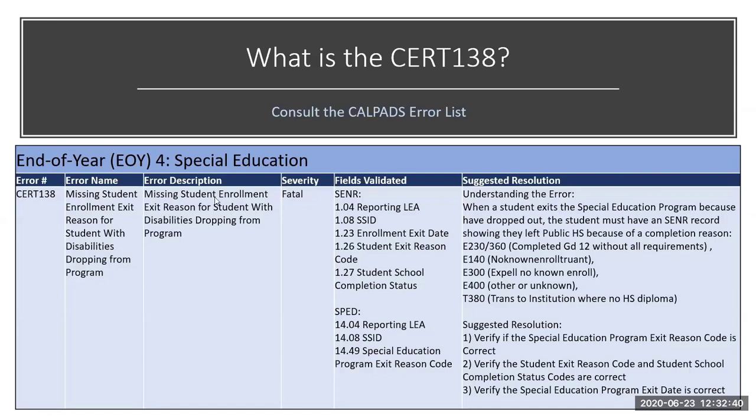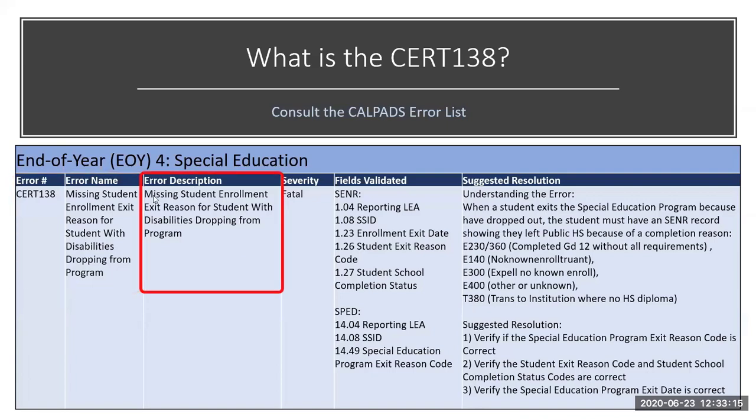Here we have a graphic of the CALPADS error list, and the error name and the error number on the far left, these two columns, help you identify your method of resolution and between the error list and the rejected record, right? So if you receive a CERT 138 when you're looking at your certification details, you go to the error list, you find CERT 138, and you can see that it has the same name as the error that's presented on the certification detail screen.